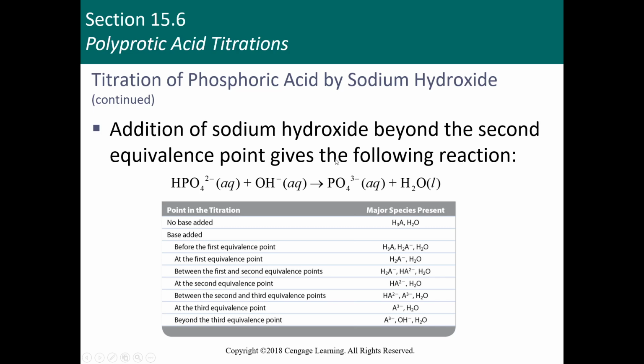And this one is no longer an acid anymore. This is just completely a base. You don't have to go any further. You're done. Whenever you reach this equivalence point, from then on, you're just adding NaOH. That's it. Just like every other time you looked at these.